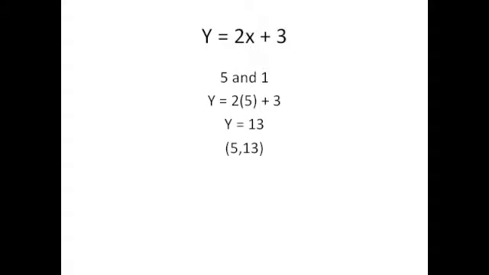If we substitute x with 5, the answer for y will be 13. So one of the points the two functions will cross at is (5, 13). Now let's find our second point by plugging 1 in for x in y equals 2x plus 3, giving us 5. So our points of intersection are (5, 13) and (1, 5).